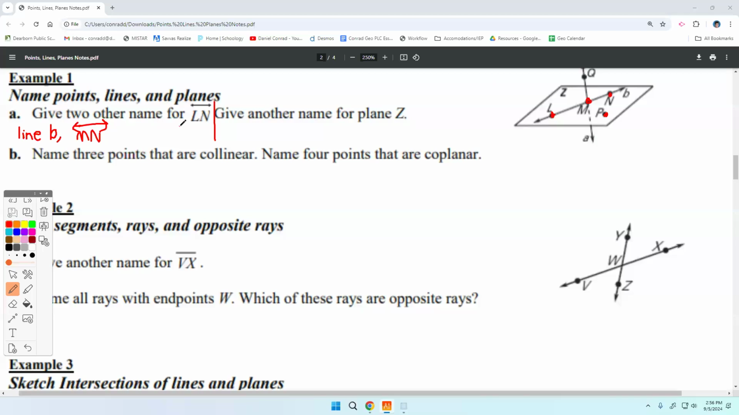So to name it, we need to pick 3 that are not all on the same line.